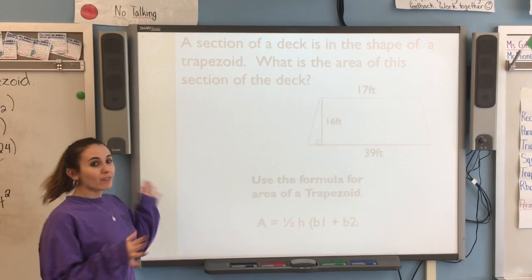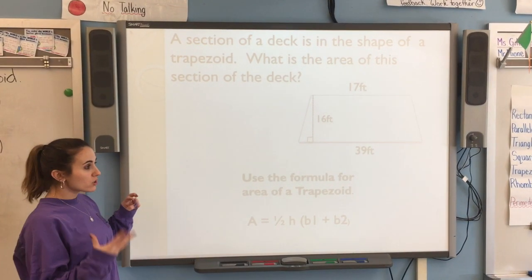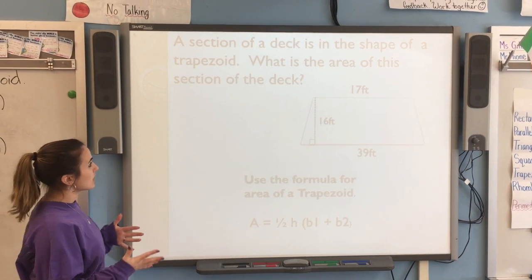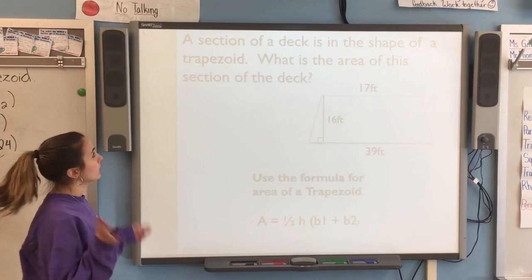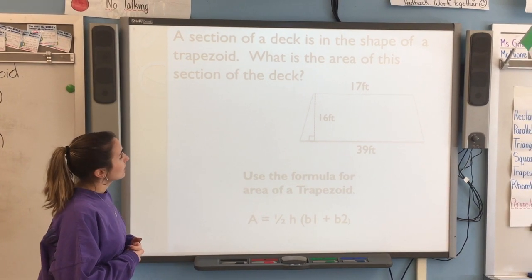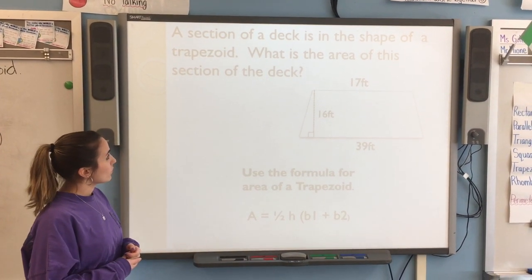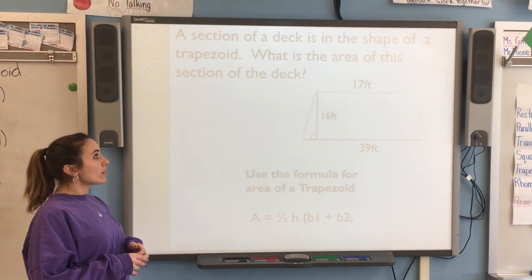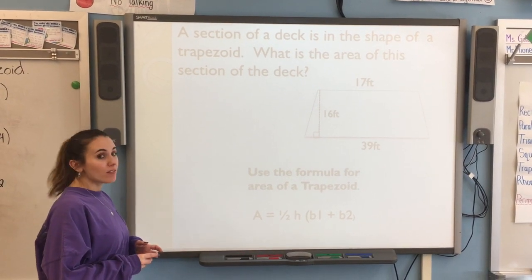Okay, so now we have a word problem. So it's not just a shape, we have a word problem, we're gonna have to annotate it, and I want you to try it on your own, but let me read it to you first. So it says, a section of a deck is in the shape of a trapezoid. What is the area of this section of the deck?